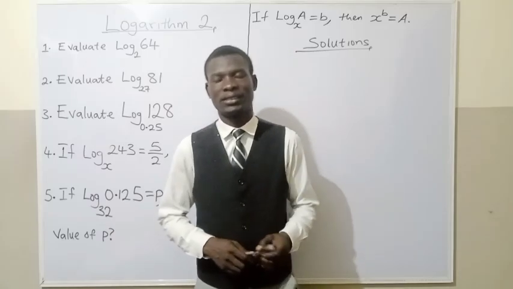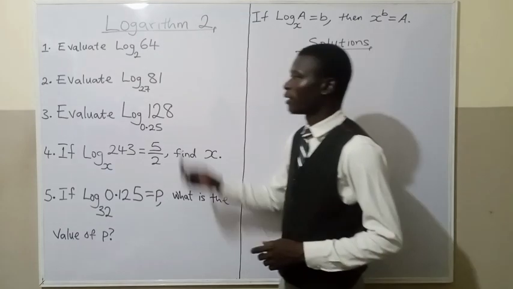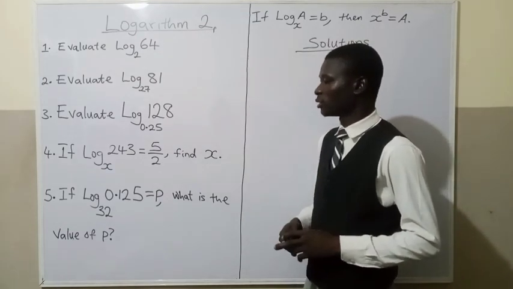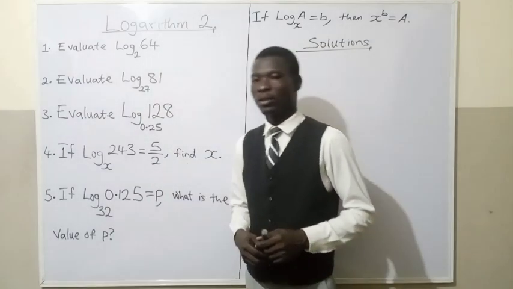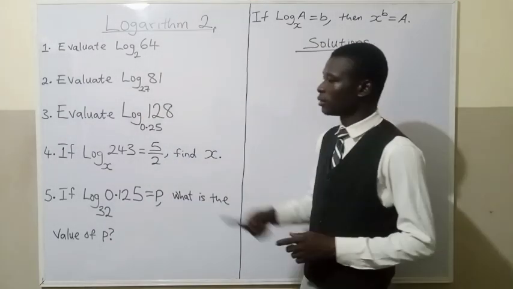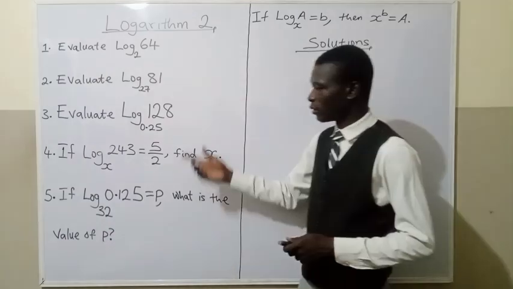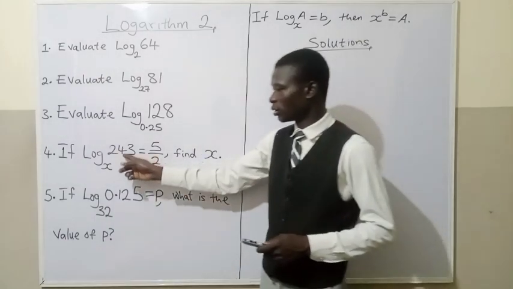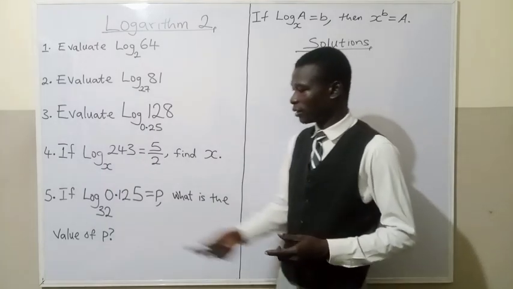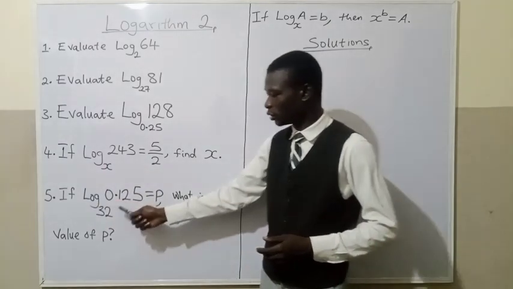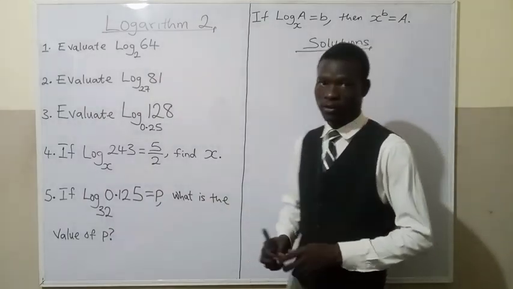Hello viewers, today it's a continuation of Logarithm 2 and we have 5 logarithm questions before us. That's question number 1, evaluate log 64 to base 2, down to question number 3, and then we have question number 4: if log 243 to base x equals 5 over 2, find the value of x. And question 5: if log 0.125 to base 32 equals p, what is the value of p?